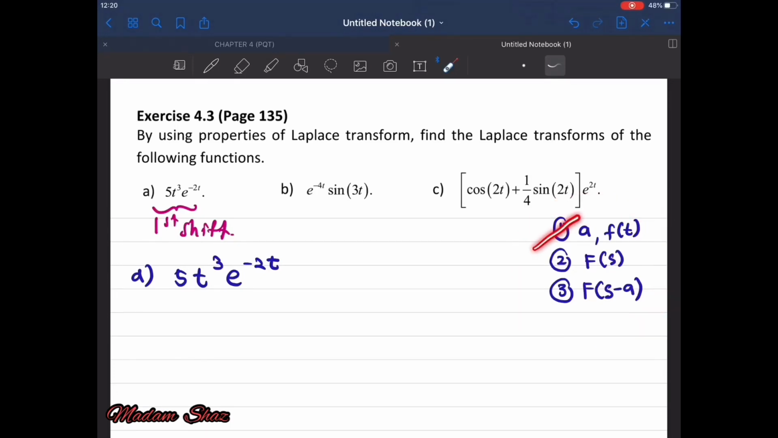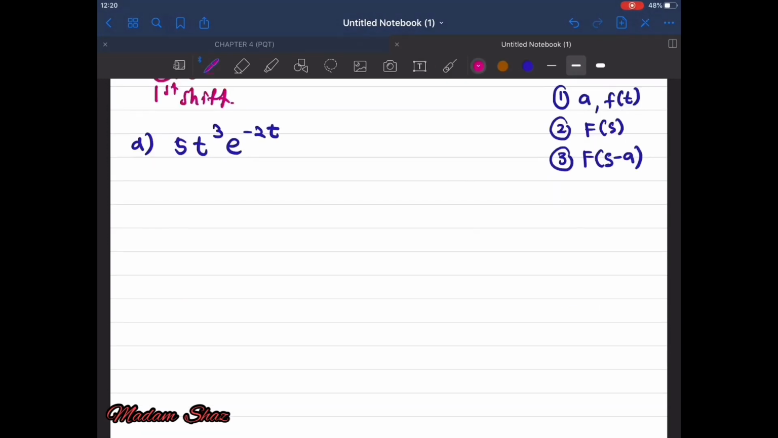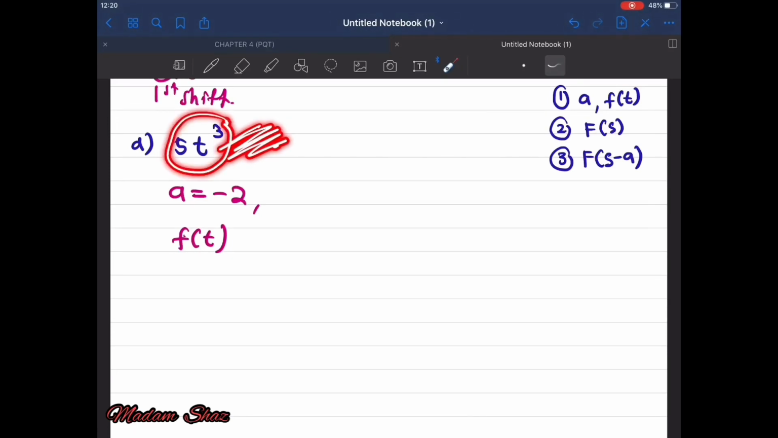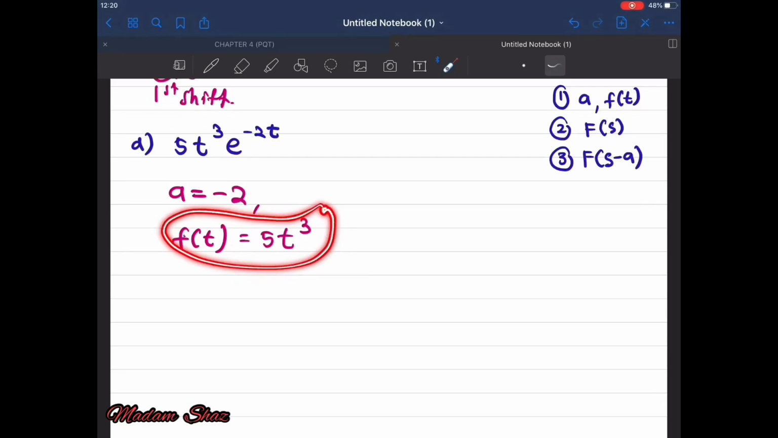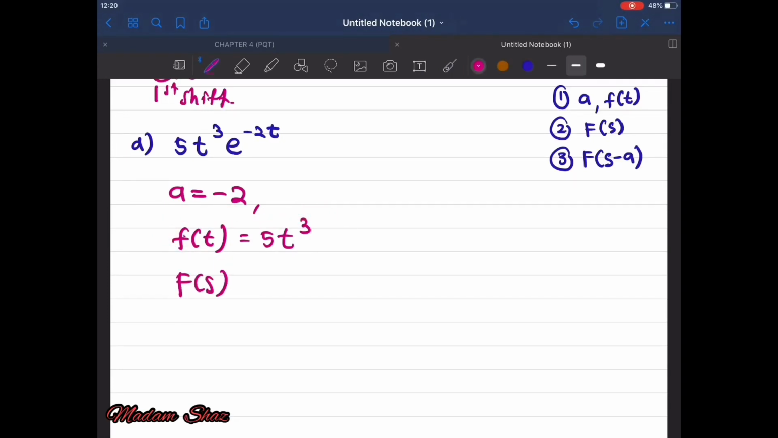You have to determine your a and your f(t). So our a we get from the exponent negative 2t. So a is equal to negative 2. So our f(t), which is any other function except the exponential term, is 5t to the power of 3. So now from this f(t), you have to find the F(s). So F(s), by referring to your table, t to the power of n will become n factorial over s to the n plus 1.